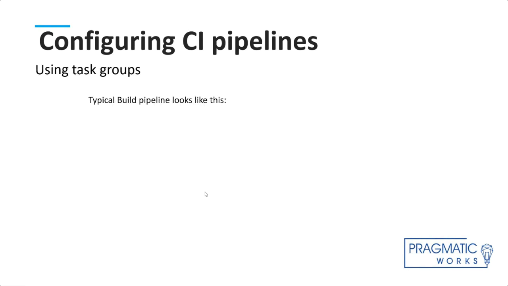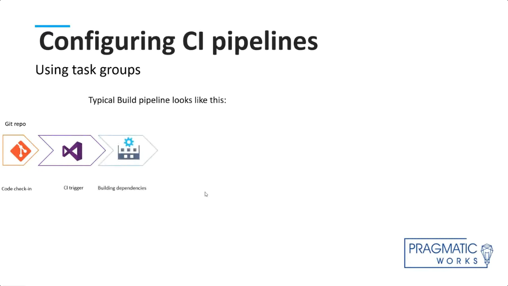So let's talk about task groups. The typical build pipeline looks like this. First of all, we have a Git repository. When we have a code check-in, the CI trigger starts a build. And almost every time we are building our dependencies first. Then we can build our solution, which will use those dependencies, such as common DLLs and all this kind of stuff.